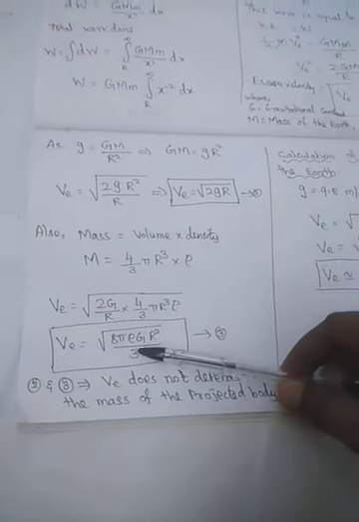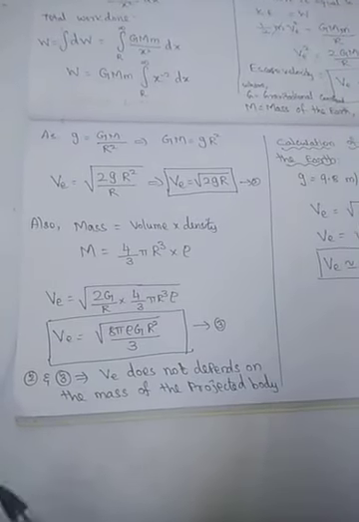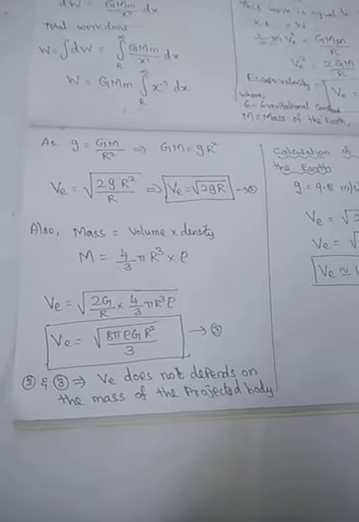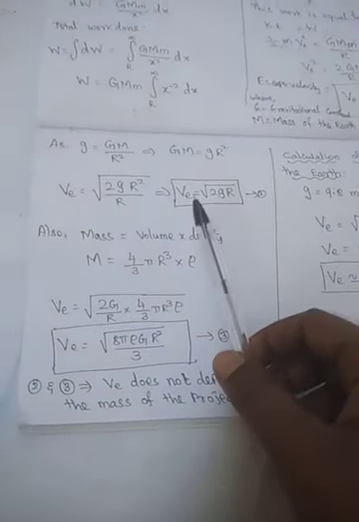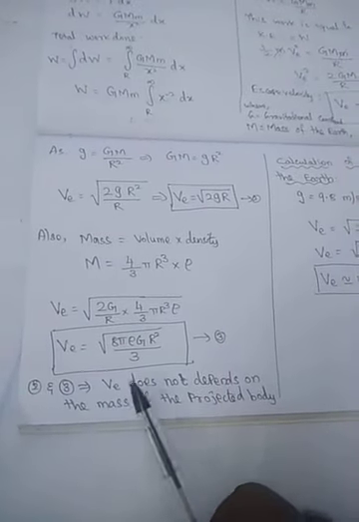These equations clearly explain that escape velocity does not depend upon the mass of the projected body, but depends upon the gravity. When the gravity increases, we need more escape velocity. So that is a very important thing.